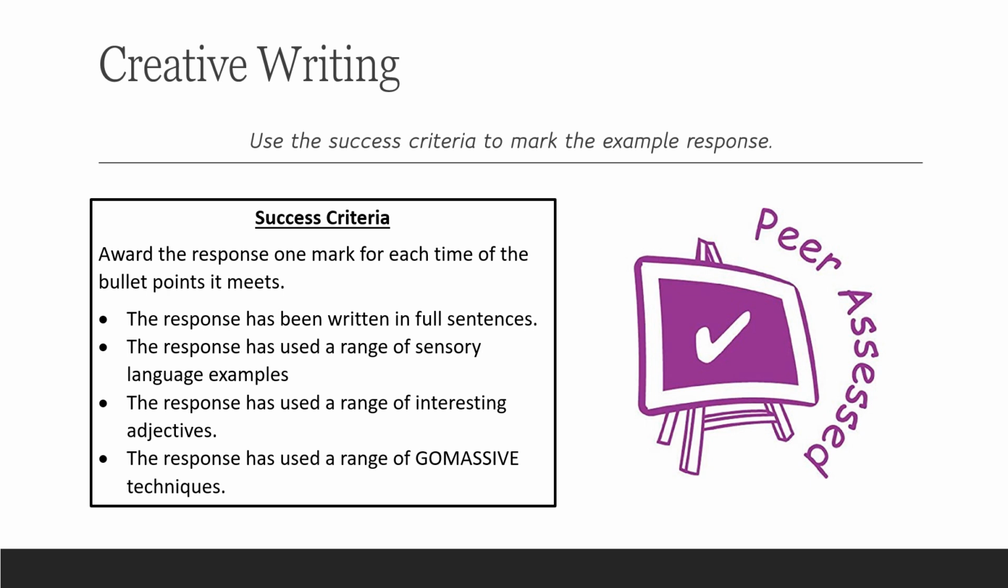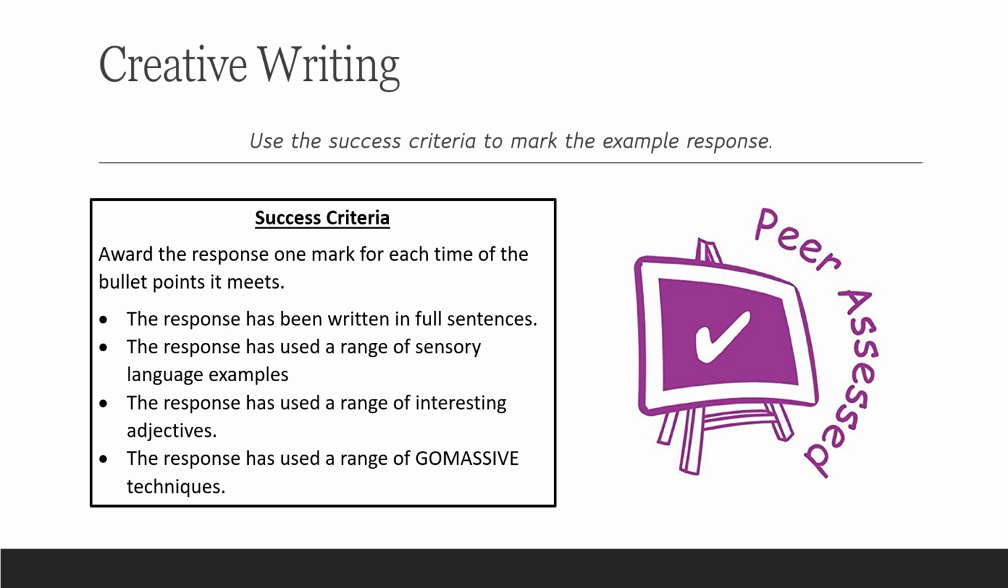Number two, the response used a range of sensory language examples. So we're thinking about our Go Massive techniques as well. Sensory language has been one that we're focusing on quite heavily in the last few videos. Next one, the response used a range of interesting adjectives. This also feeds into the use of varied vocabulary as well, thinking about have they actually selected the best word to create really effective imagery for the reader, or could it maybe be improved in some aspect or another.